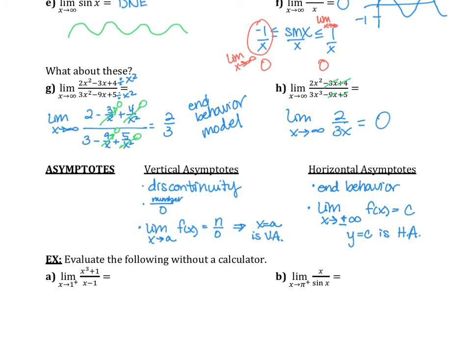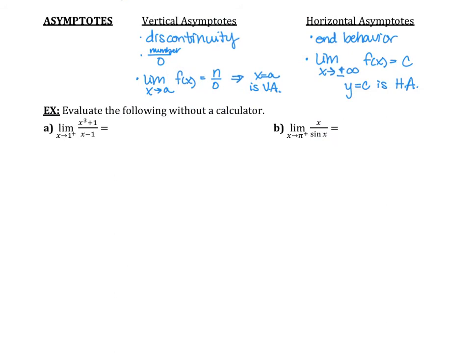Okay, so let's try a couple examples. I'm going to move the problems up. If I want to evaluate each without a calculator, I need to look at what I know to be true about this particular function. So for example, in this first problem, I'm trying to take the limit as x approaches 1 from the right of x minus 1. Okay, well, ignore the 1 from the right for just a moment. Ignore it for just a second and think about what's happening. Well, what do I know about x minus 1? I know that x minus 1 makes the denominator 0.